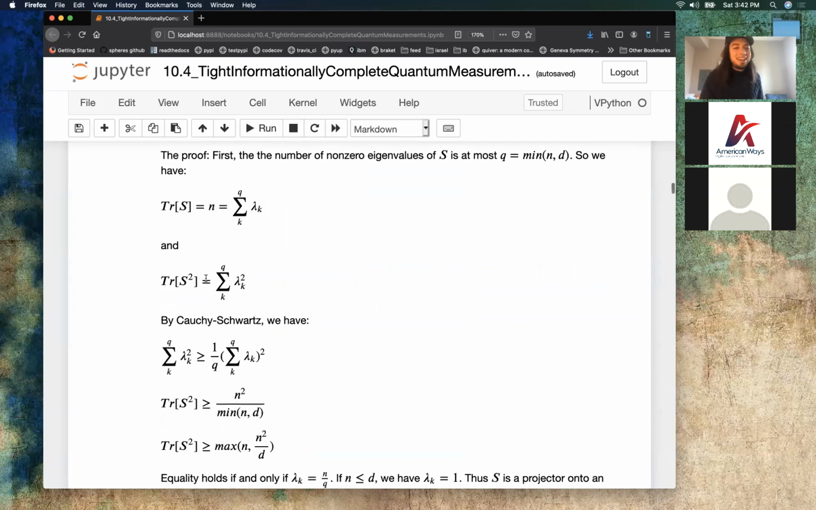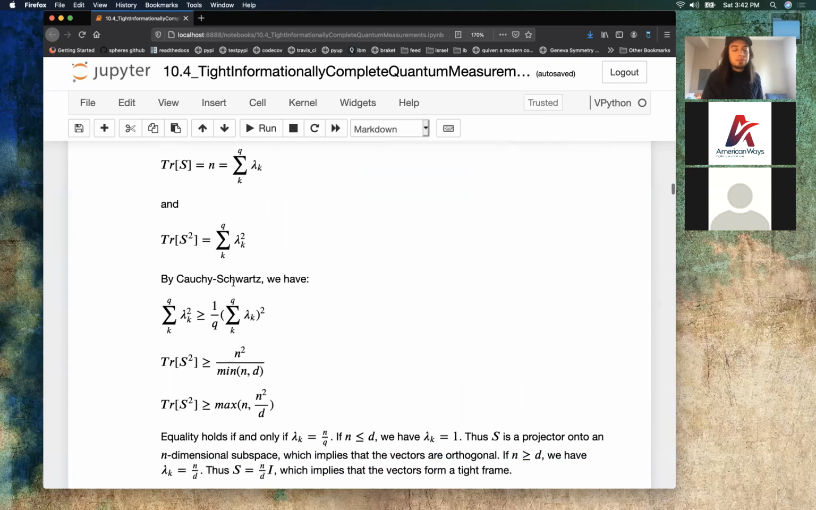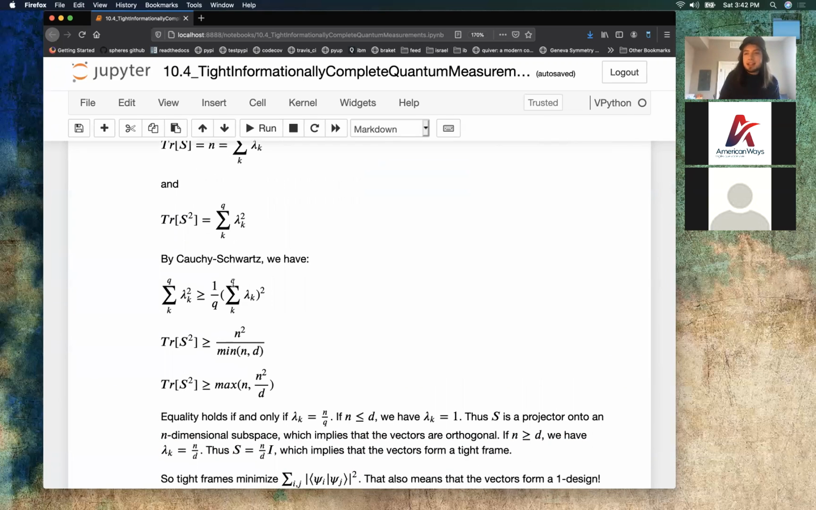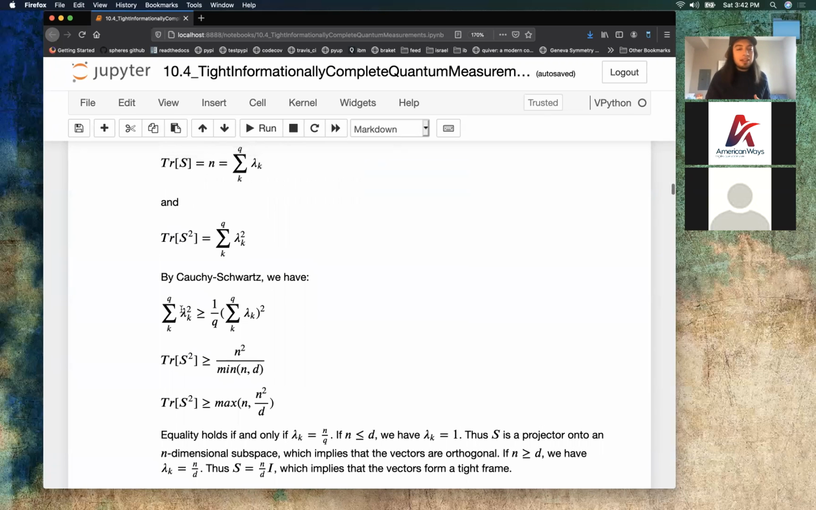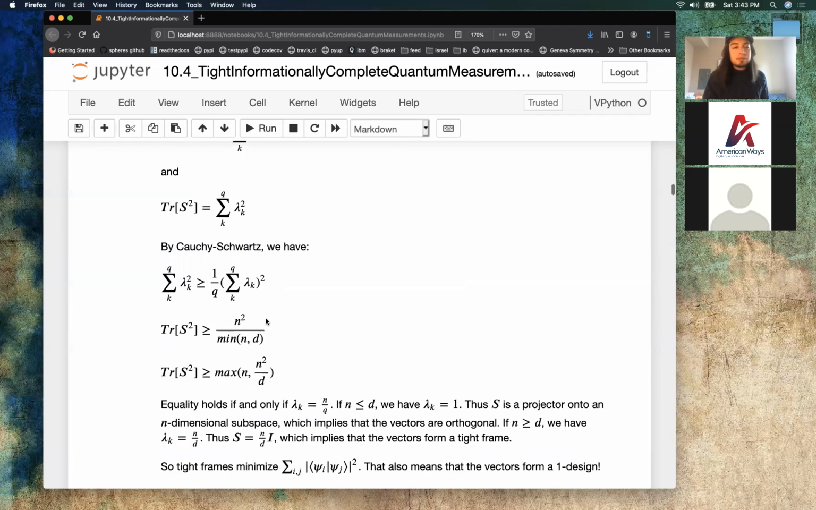I think that's why. And then you have the trace of S squared, which is just the sum over the eigenvalues squared of S. Now you can use the Cauchy-Schwarz inequality to say that the sum over these eigenvalues squared has to be greater than or equal to the sum over Q, where Q is the number of non-zero eigenvalues that we're considering, because you have to divide by the number of things you're summing over, the sum over the eigenvalues squared.